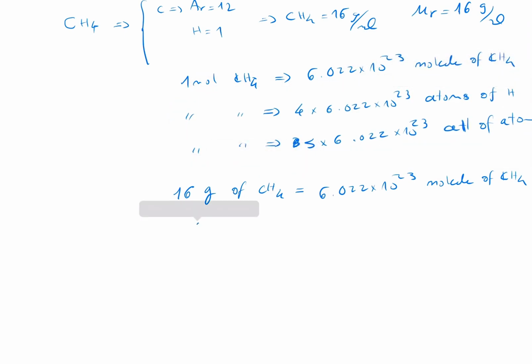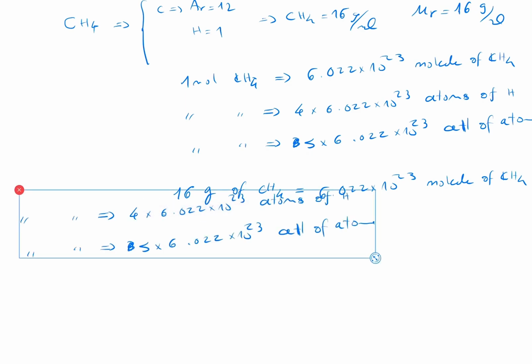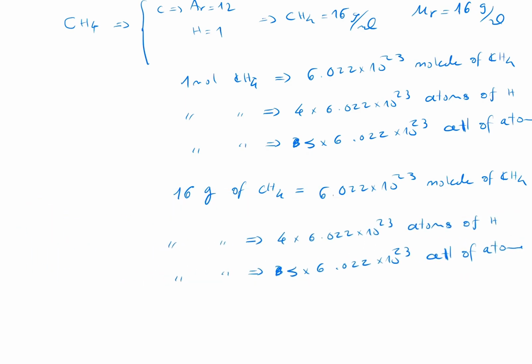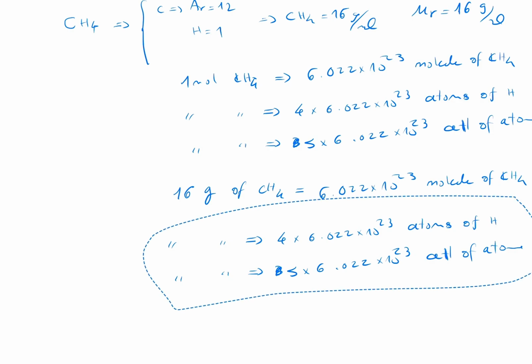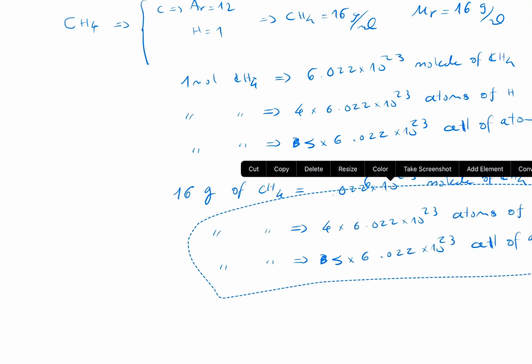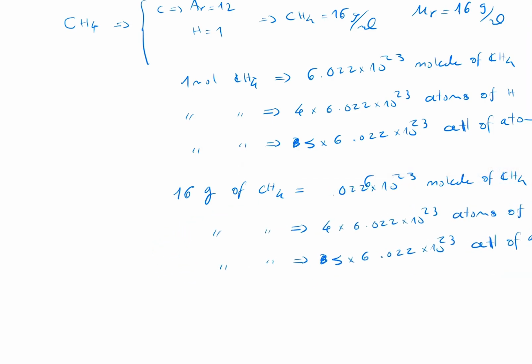Copy and paste here. Again the same: 16 grams of methane, and again it has 4 times 6.022 times 10 to the power 23 atoms of hydrogen, and 5 times 6.022 times 10 to the power 23 atoms in total.